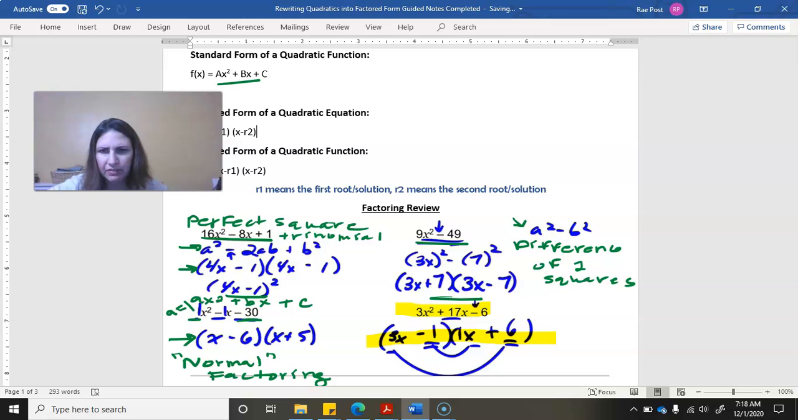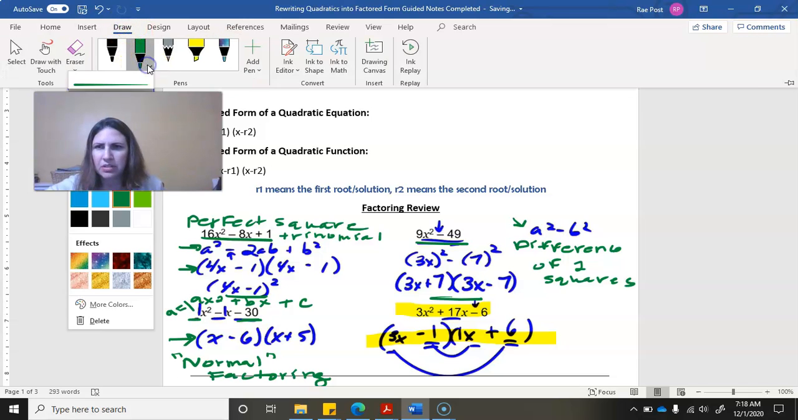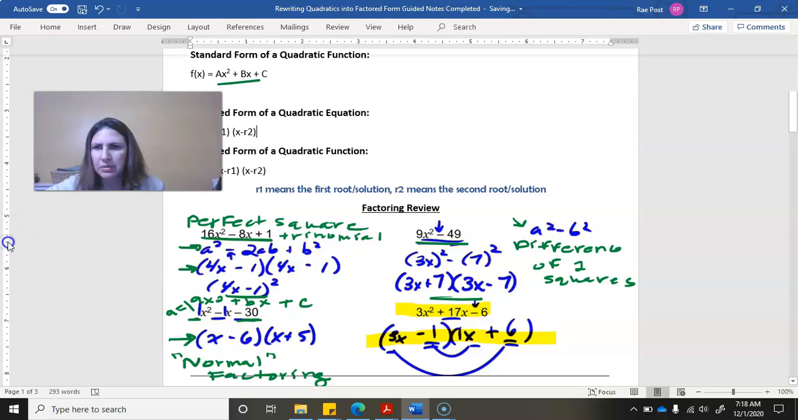1 times negative 30 is negative 30. I'm going to change my color here. This should be a review for you guys. I'm just going to see if this helps a little bit. We write it like 1 times negative 30 is negative 30.